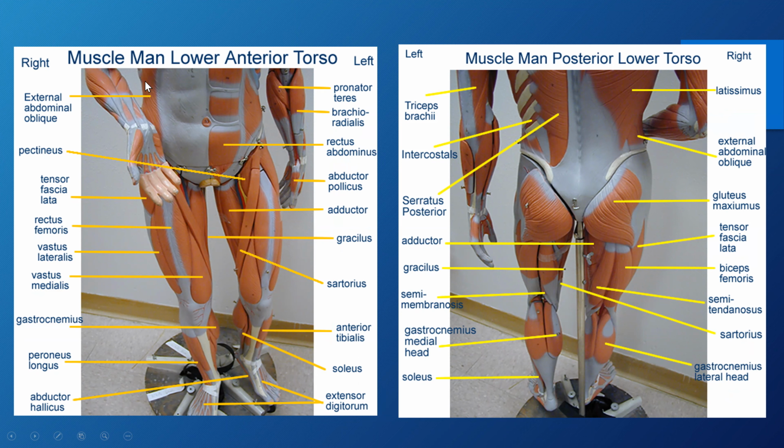And we have what's shown here, external abdominal oblique, tensor fascia latae, rectus femoris. On both sides of rectus femoris, you have vastus. On the lateral side, vastus lateralis or vastus medialis on the medial side. This muscle that kind of crosses your thigh is called sartorius. Gracilis is a muscle in the medial compartment of your thigh. And then we have adductor group that adduct, so bring your hip to the midline of your body, right?